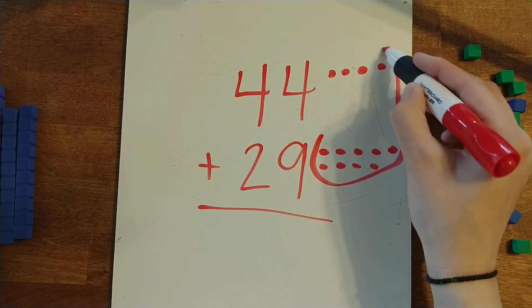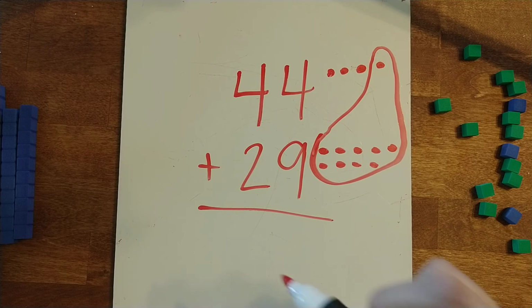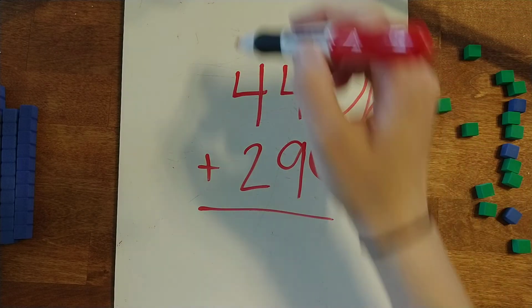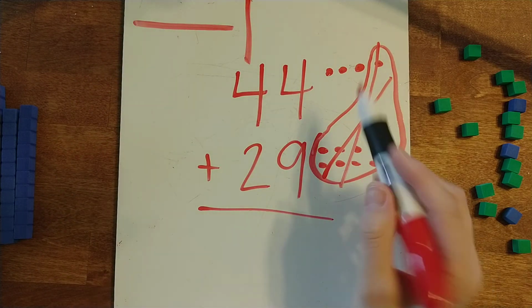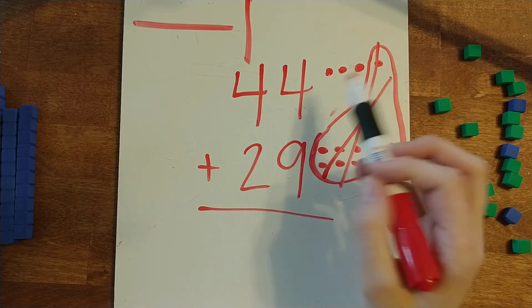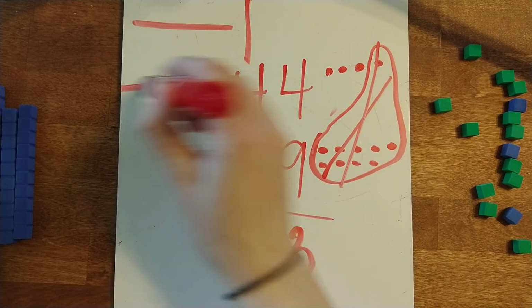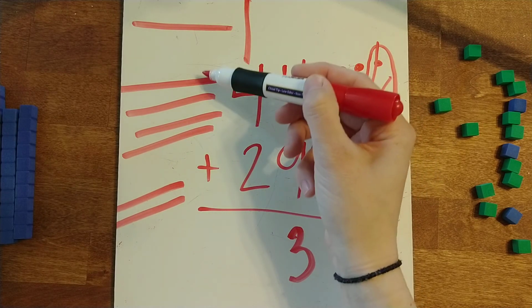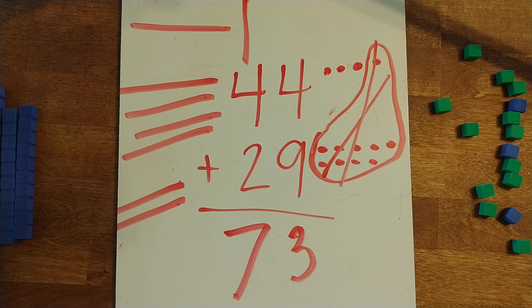Here's 9, 10. I'm going to take this group of 10 and change it for one 10 stick. So I'm going to mark this out. They're not over here anymore. I'm trading it for one 10 stick. So I'm left with 1, 2, 3 unit blocks. And over here I can start my 10s. Here I have 4 10 sticks. Here I have 2 10 sticks. 1, 2, 3, 4, 5, 6, 7. And there is our answer.